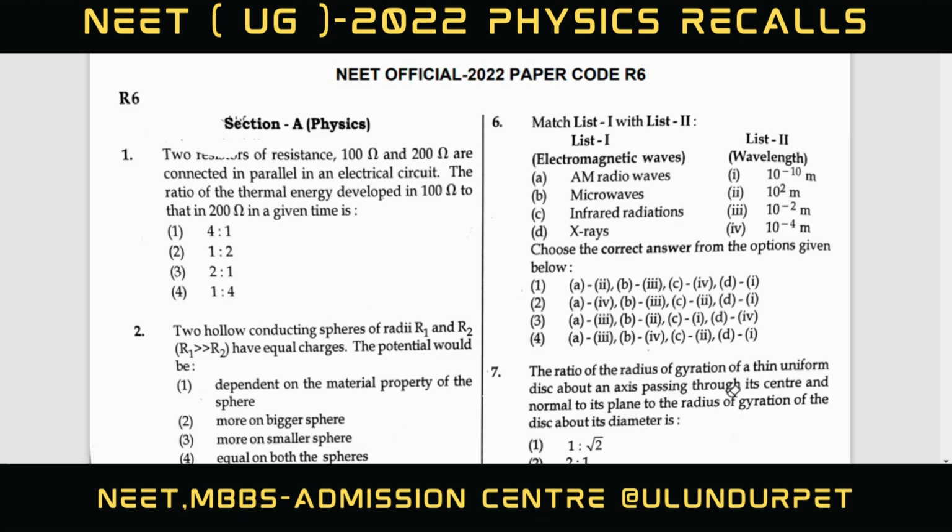Physics Section A. First question: two resistors of resistance 100 ohm and 200 ohm are connected in parallel in an electrical circuit. The ratio of the thermal energy developed in 100 ohm to the 200 ohm in a given time is. The answer is option 3.